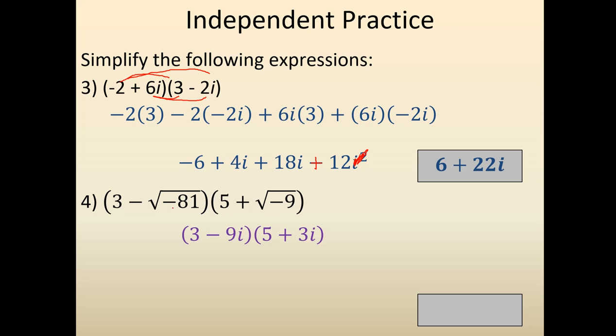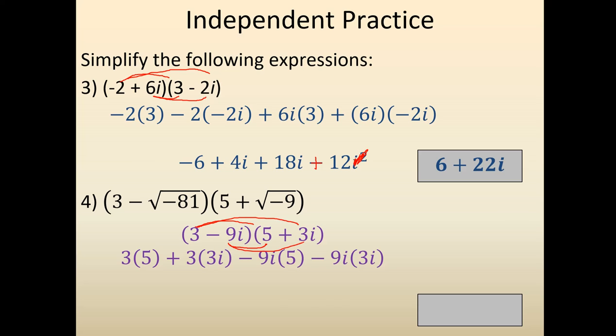This can be rewritten as 9i. This is 3i. Then you once again distribute 3 to the 5, 3 to 3i, minus 9i to the 5, minus 9i to 3i. Combine, I squared drops, turns this into a plus 27. So 15 plus 27 is going to be 42. 9i minus 45i is minus 36i.